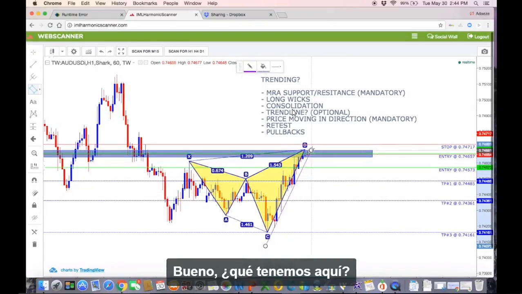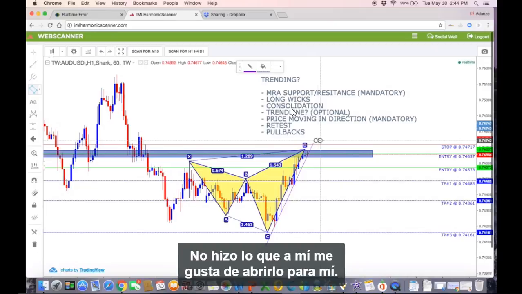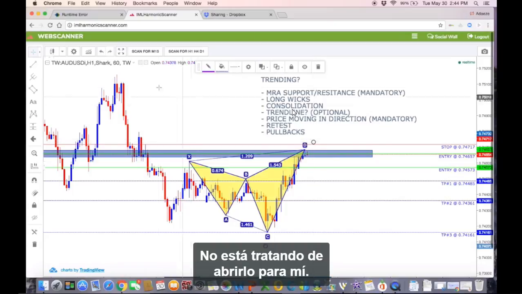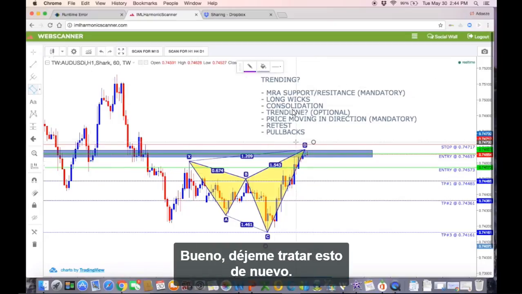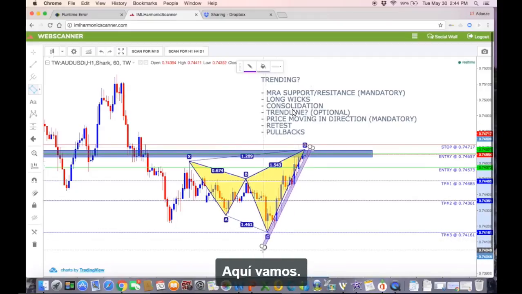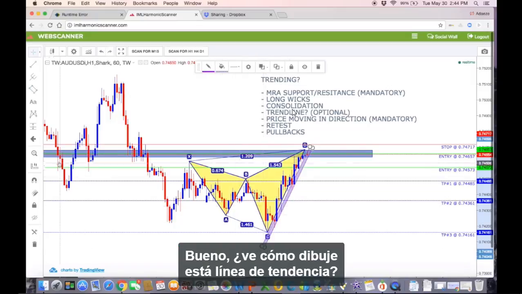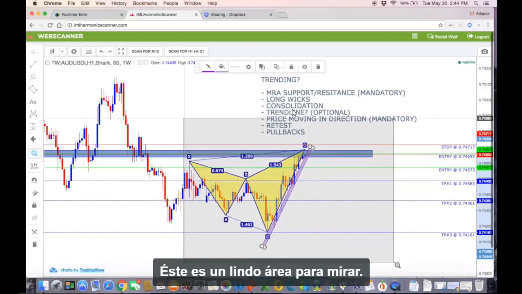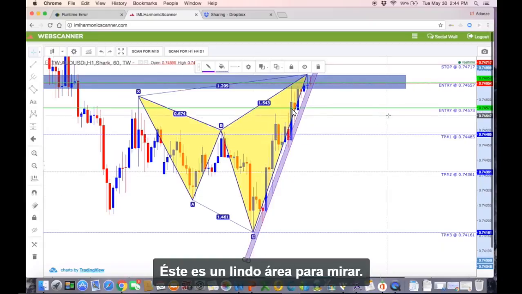All right, so what do we got here? It didn't do my thing where I like it to open up for me. It's not trying to open up for me. All right, let me try this again. This thing is just a little special, guys. Okay, let's get it to open. There we go. Open sesame. All right, do you see how I've drawn this trend line? This is a very nice area to be looking at.